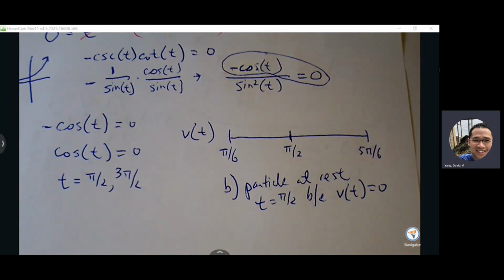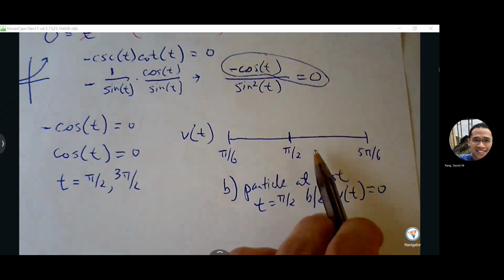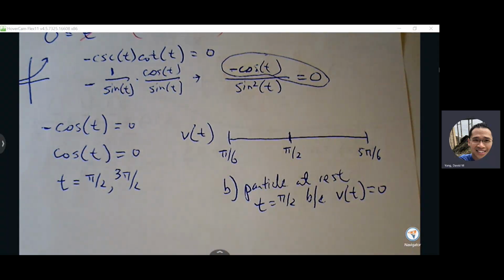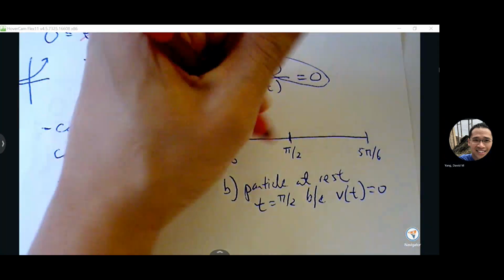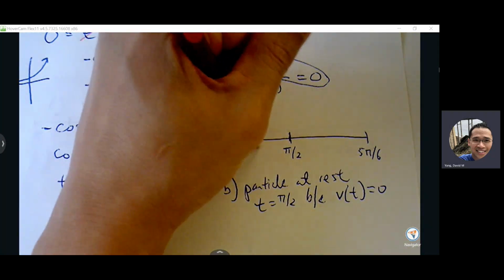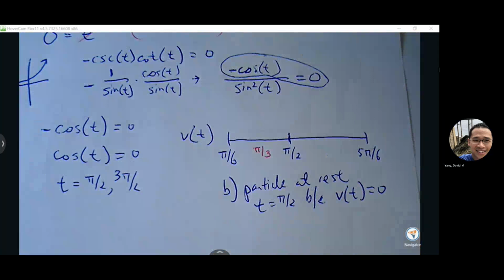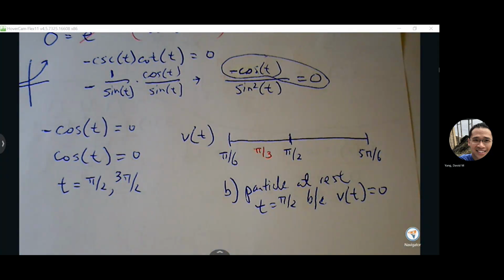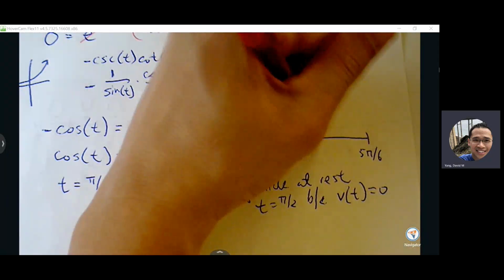Part C says find the intervals where the particle is moving left and moving right. So we need to test these intervals here between pi over 6 and pi over 2. I'll choose pi over 4, or better yet, pi over 3. That's maybe easier. And then between pi over 2 and 5 pi over 6, that's the second quadrant, right? So I'll choose 2 pi over 3.